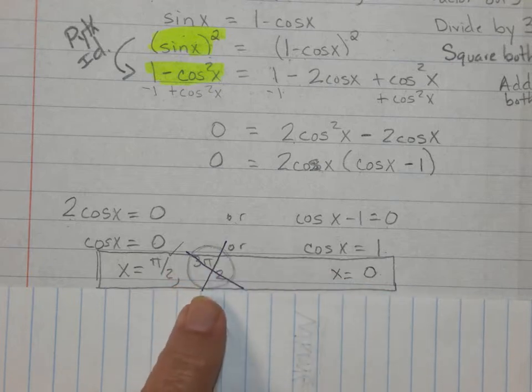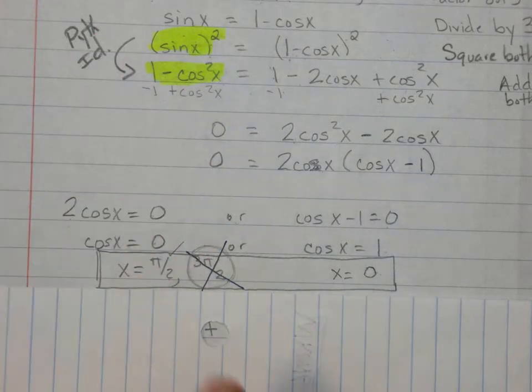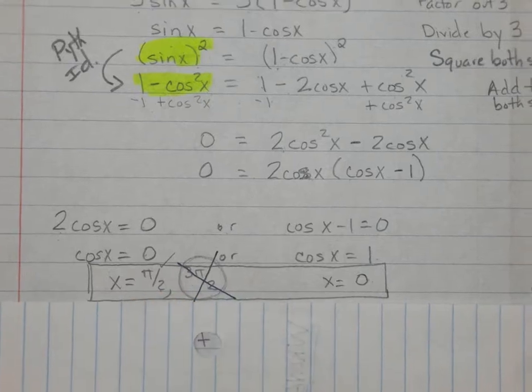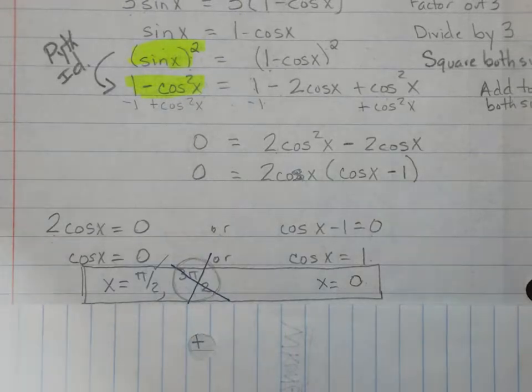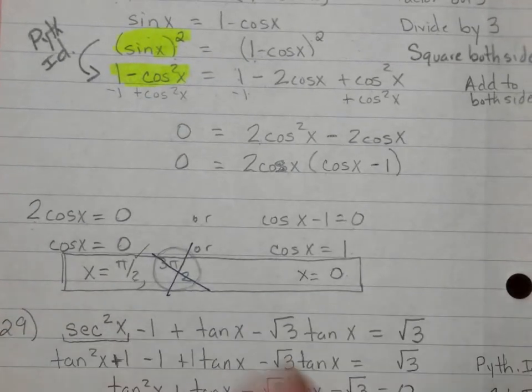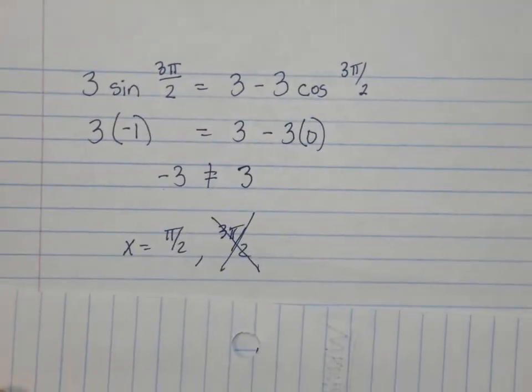But notice I have an x through 3 pi over 2. And sometimes when you're solving these, you get what we call extraneous solutions. And so you have to check and make sure they're actually true. And so, here's the checking part. If I plug in 3 pi over 2, right?